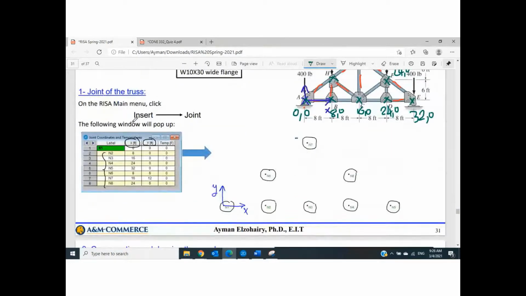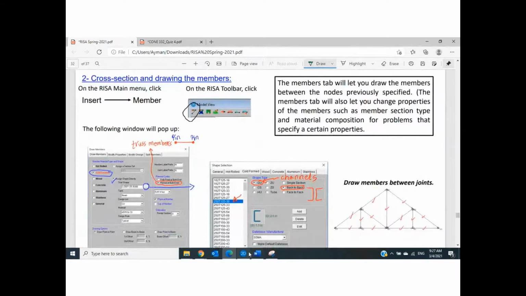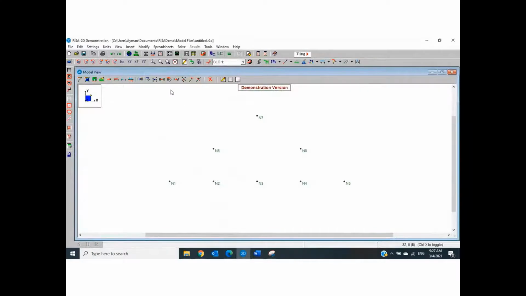So first step, we need to define the joints. Here are the joint coordinates. I assumed my coordinate origin at this location. Next step, we need to define the members and draw them.